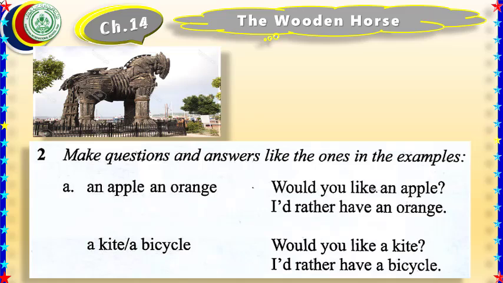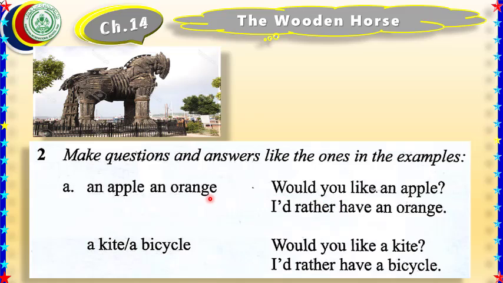Dear students, we have done exercise 1 and this is our exercise 2. In this exercise, we are set to make questions and answers like the ones in the examples. You can see examples in front of you on the screen. In example, if there is written an apple, an orange, we shall use both in 2 sentences. Our first sentence will be a question, and second sentence will be an answer. We shall use the first word in our question and the second word in our answer.